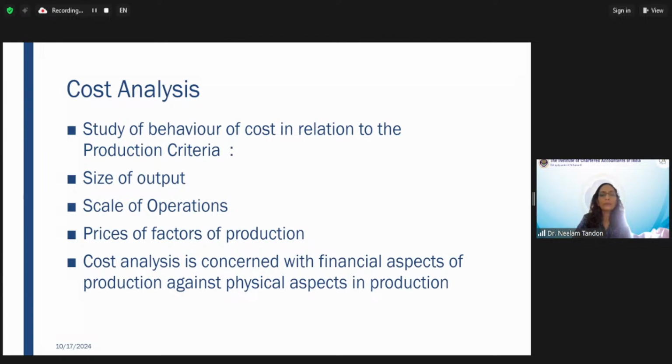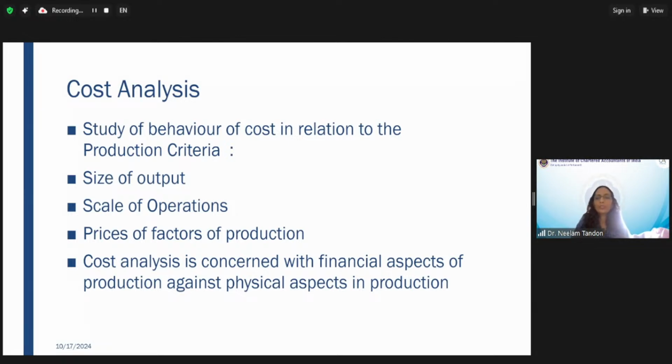Then cost analysis. Now you see, हमने जब production की बात की थी, we spoke about production. That production is not in terms of financials. जब आप output की बात करते हैं, you say that 100 kgs of goods are produced or 1000 kg of goods are produced or these many kilos of yarns are produced or these many liters of milk is produced. So you talk in terms of physical production. जब आप production की बात करते हैं तो physical aspects में बात करते हैं. How much is the quantity, how many goods are produced respectively.